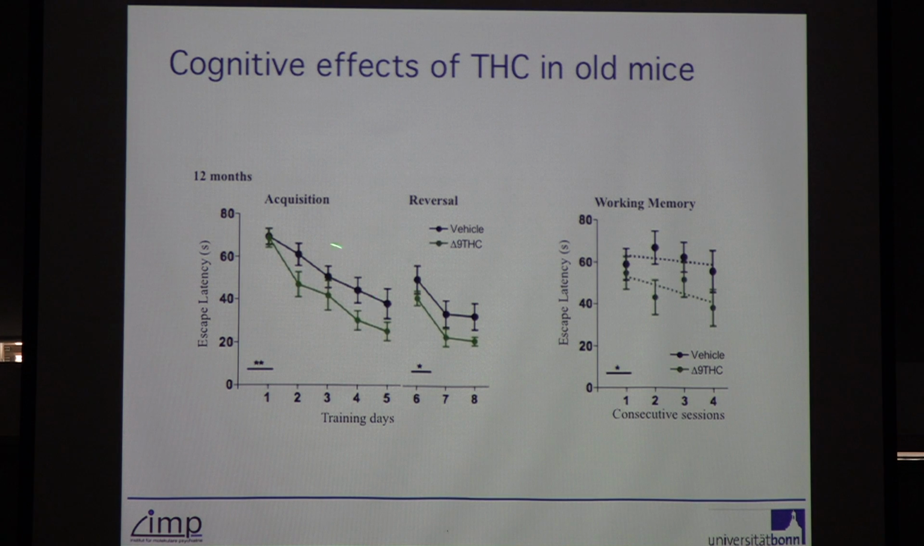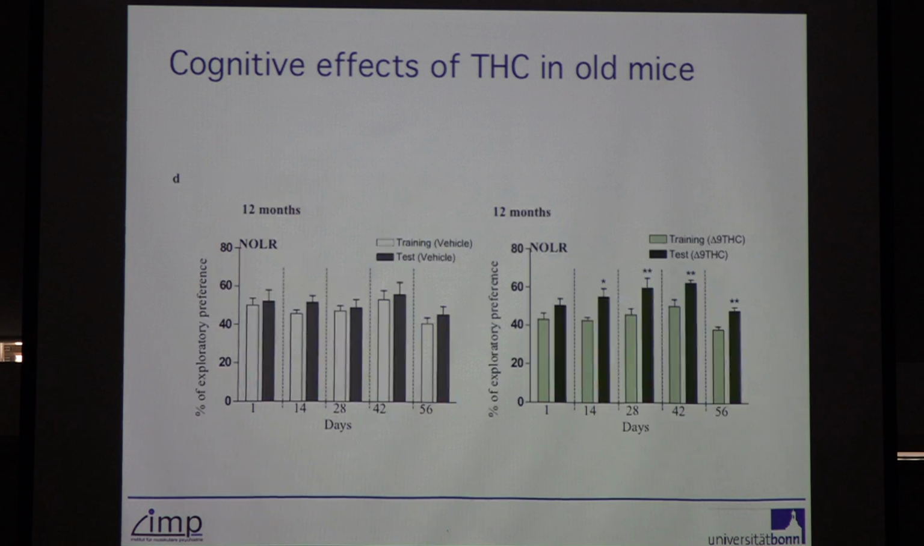Now we wanted to see how soon we see an improvement of cognitive function. And to do this, we used a novel object location recognition test. Basically, we have a series of objects, and then we move one object to a different position, and we just see whether the animal learns that the position of an object has changed. And we can see this by testing whether the time that the animals spend with this object is increased.